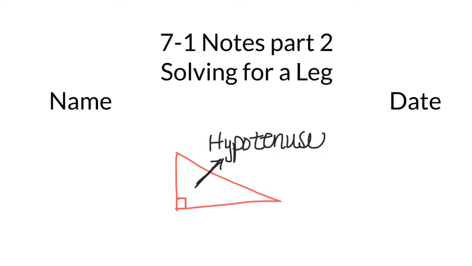Now your legs are interchangeable. They're A and they're B, but it doesn't matter which is which. But your hypotenuse is not interchangeable. Your hypotenuse has to be C. That is like the only thing that it could be. And in your theorem, it has to be alone. So let's look at how we can take what we know about right triangles and their legs and hypotenuse, and let's see how we can solve for a leg.